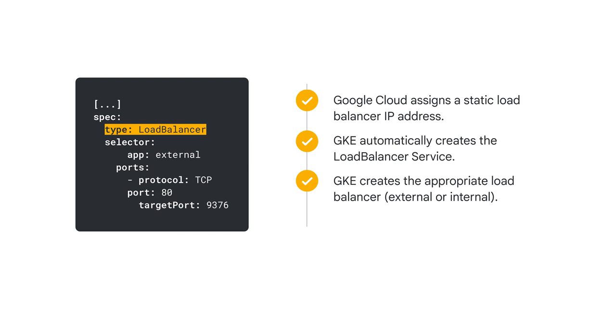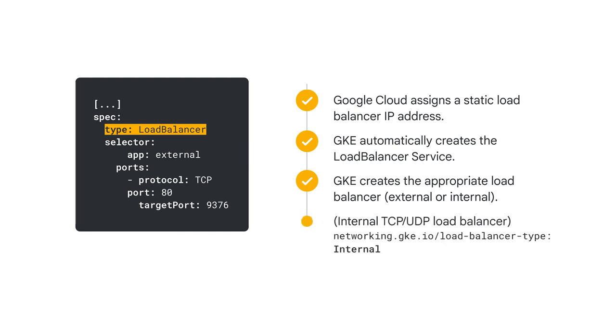GKE creates an internal TCP/UDP load balancer when you add the networking.gke.io/load-balancer-type: internal annotation. Otherwise, GKE creates an external network load balancer.